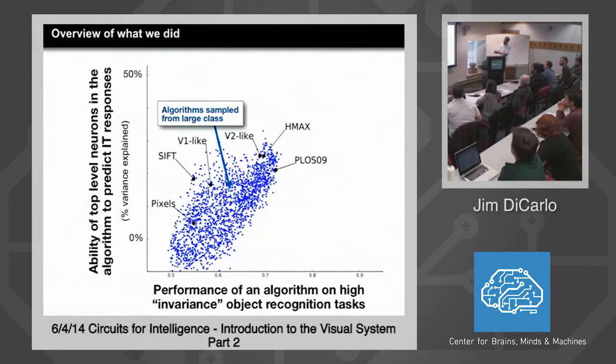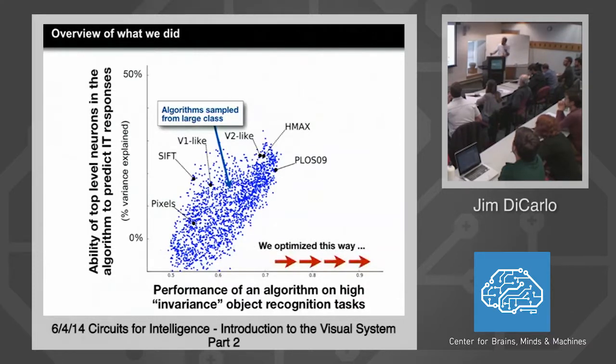I just want to leave this group with this take-home message of what we did, and maybe you guys can discuss it in the context of CBMM. This is the performance of an algorithm on a high-level recognition task, and this is why we did this whole thing. I should have shown you this in the beginning. This is the ability of a model to predict IT responses. These dots are samples out of that model class I showed you. These are different parameter sets within that large family of models. Here are some existing models from previously.